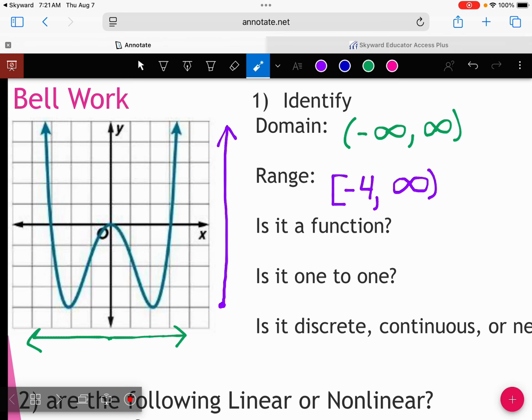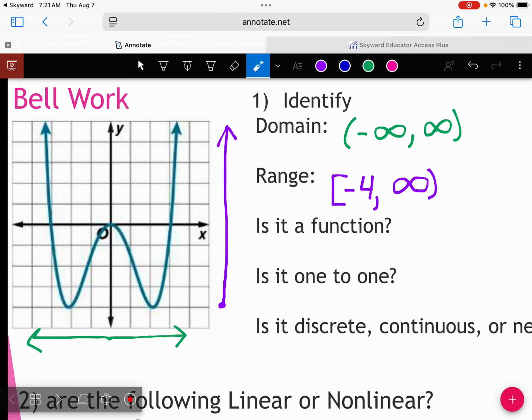Is this a function? Yeah. Functions, and we're doing our vertical line test. So we grab our yardstick and hide it. That's when we're doing our vertical line test. It's never crossing more than one point at a time. So yes, this one is a function.